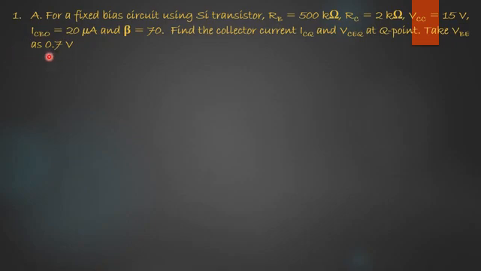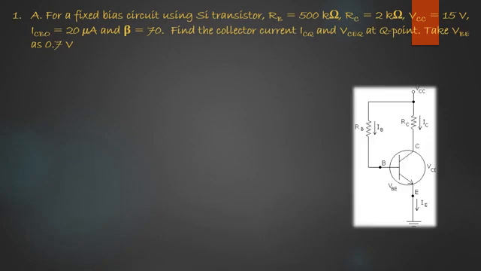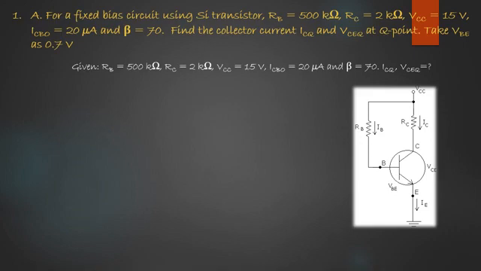It may not always be specified the value of VBE. The moment it has been specified that it is a silicon transistor, we can assume the value of VBE equal to 0.6 or 0.7 volts. So this is the circuit, the fixed bias circuit, wherein we have been given RB, RC, VCC. The beta value is given and VBE is also given. We have to find out the collector current and VCE, for which we may have to find out IB first. So these are the given parameters.